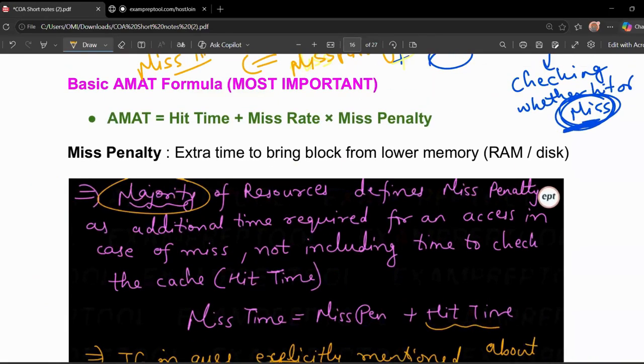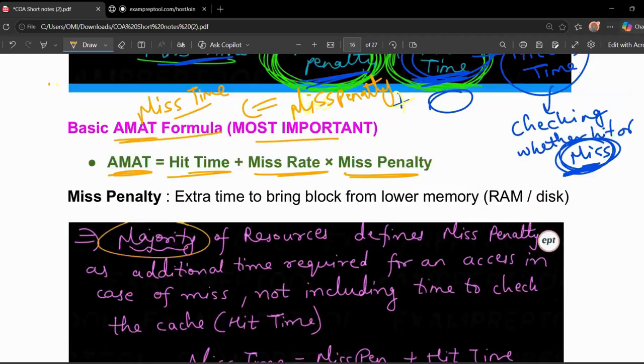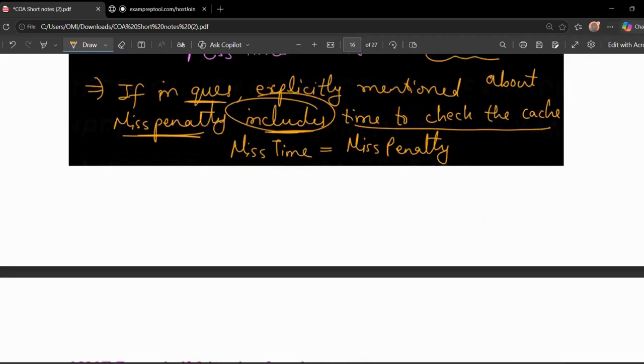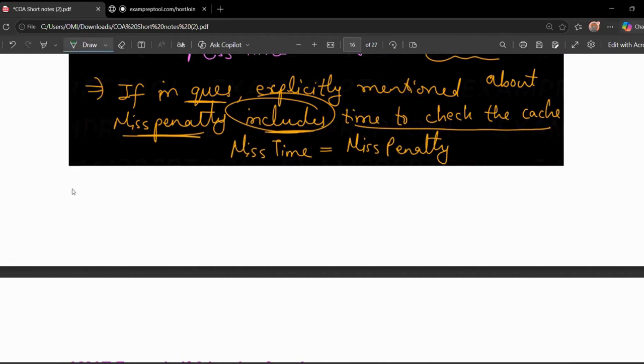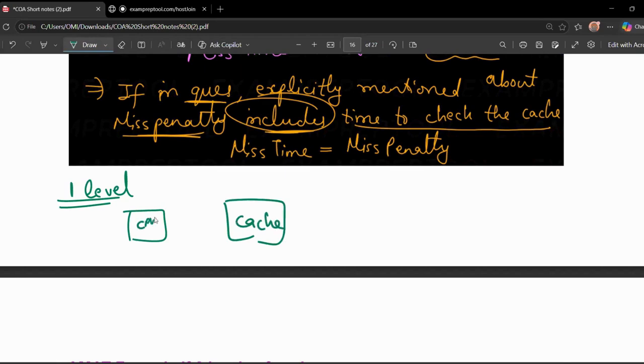So what is the basic average memory access time formula? This is the most important. The average memory access formula will be hit time plus miss rate into miss penalty. Assume you have one level of cache. If this is the CPU, this is the cache, and this is the memory, what is the average memory access time formula?